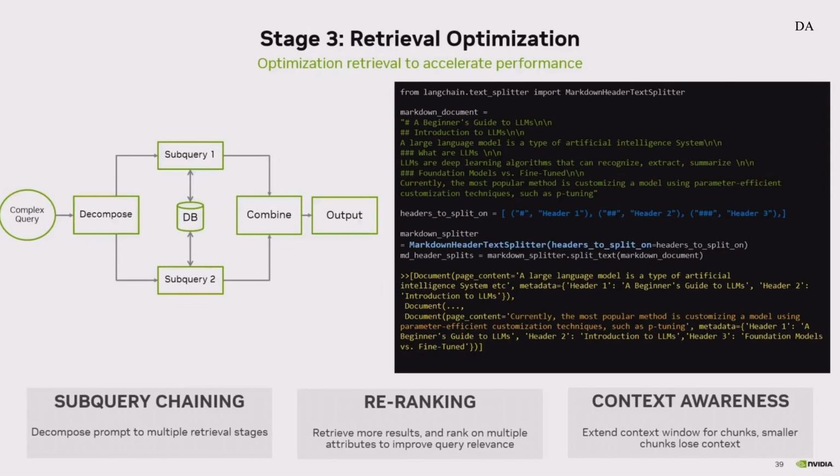Reordering or re-ranking. Here's an example. You can retrieve more results than you ultimately desire via an efficient search like embedding distances.